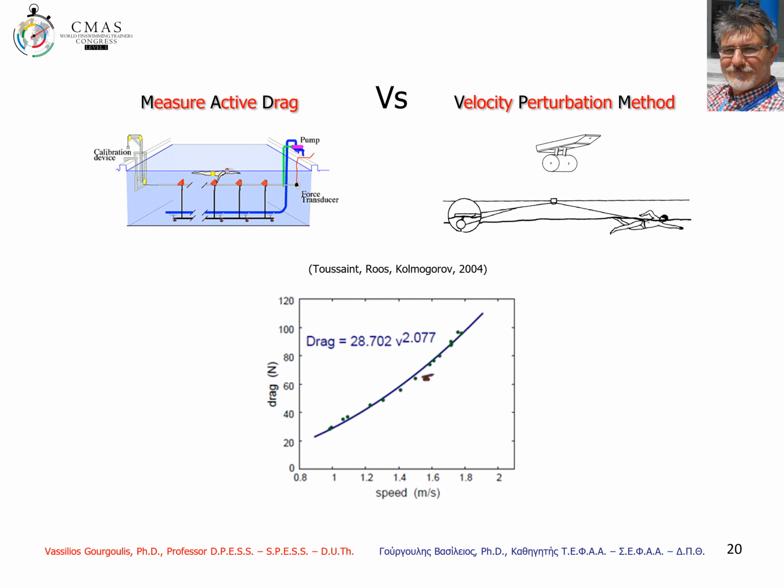The active drag values obtained using the velocity perturbation method have been compared with the values obtained using the MAD system, and similar results were found, provided that the equal power output assumption in the velocity perturbation method is not violated.